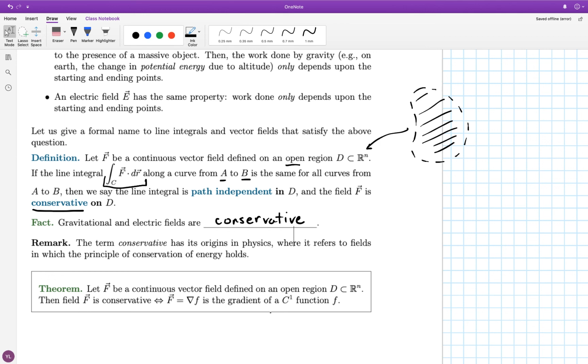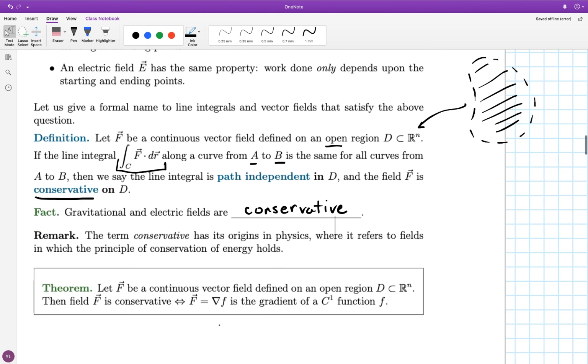So here's the answer to our question. If we have a continuous vector field on some open region in R2 or R3, then that vector field will be independent of path, so conservative in our new language, if and only if that vector field is the gradient vector field of some multivariate function. So our check to see if this path independence holds is to check whether the vector field we're looking at is actually the gradient of some multivariate function.